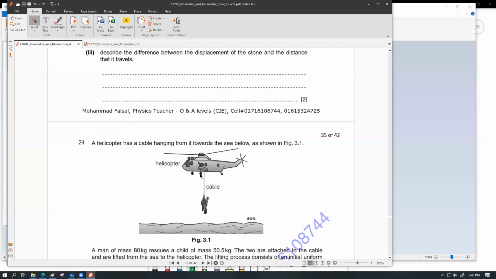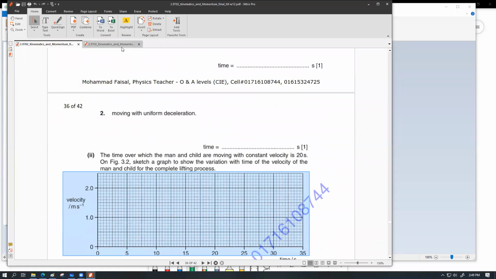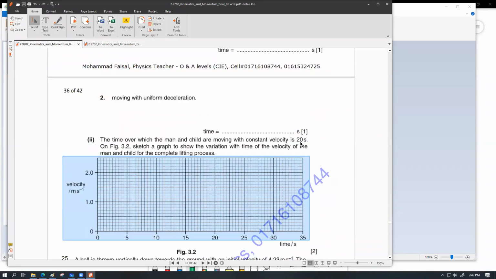And then D2 says moving with uniform deceleration. So the last deceleration segment is supposed to have a duration of 6.5 seconds. This is the deceleration time. And then the question also provides how long the uniform velocity lasts. The time over which the man and the child are moving with constant velocity is 20 seconds. So first 3.5 seconds acceleration, then 20 seconds uniform velocity, then 6.5 seconds deceleration. So we're going to cover this all up. Add these numbers and see, do you get more than 35 or less than 35? 3.5 plus 6.5 plus 20. How much do you get?